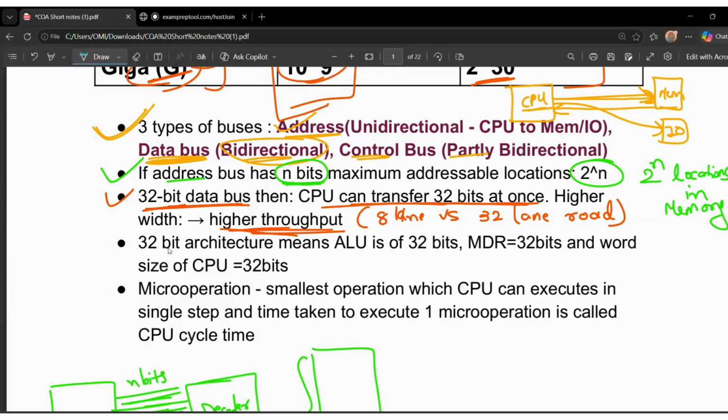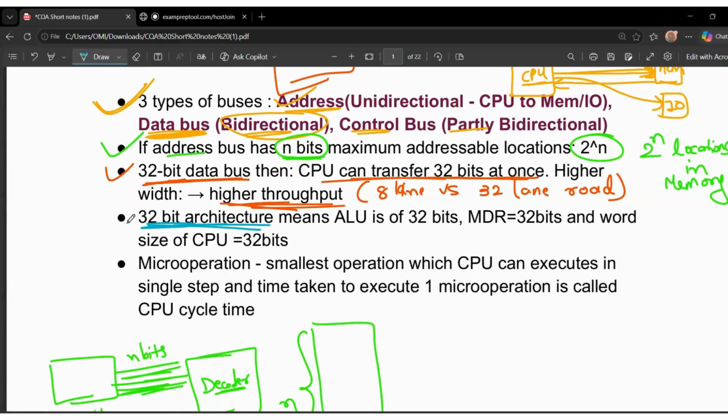Now the next point is: what does it mean if you have 32-bit architecture? It means that the ALU is of 32 bits. The MDR, which means memory data register, is 32 bits. And the word size is also 32 bits, right?